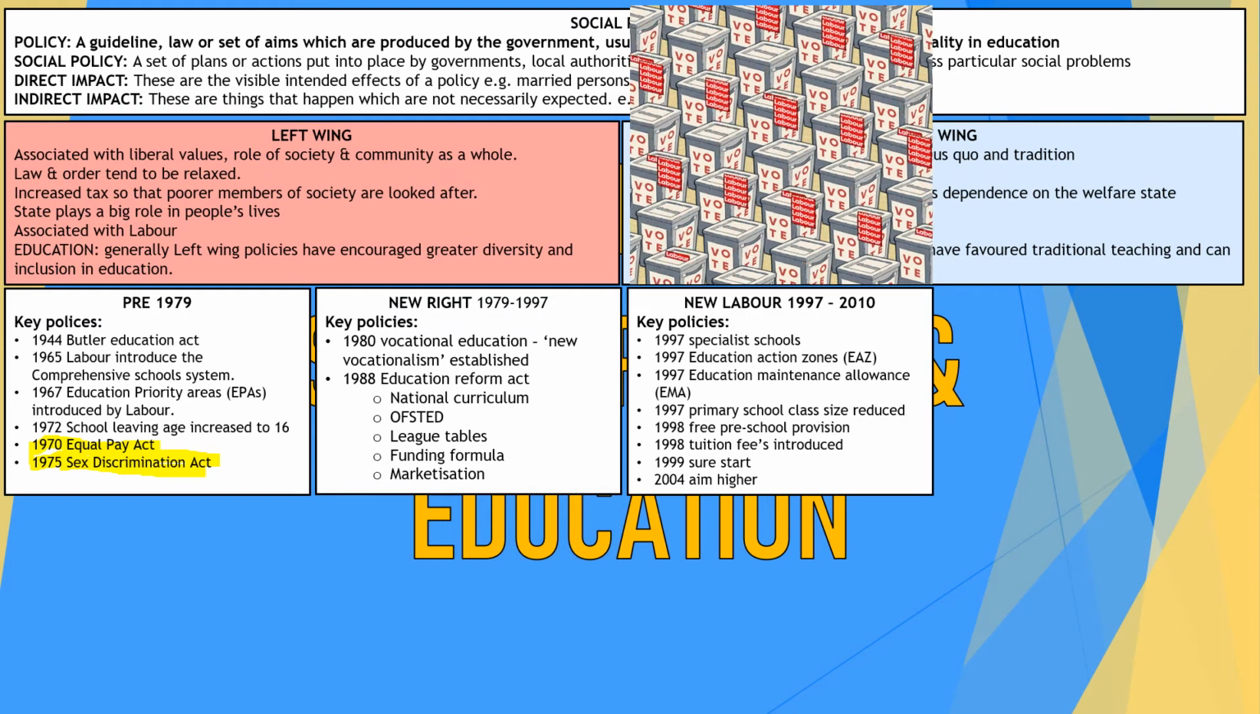New Labour came in 97 under the platform of education, education, education. And again, they brought in loads of policies. Now, they did still favour marketisation, but there was a lot of financial support for lower income families. So particularly some of the key ones would be Educational Maintenance Allowance, EMA, Sure Start, Aim Higher, and the Education Action Zones, which were later changed to priority areas. So lots of policies that kind of encouraged social mobility and progression from lower income background students.